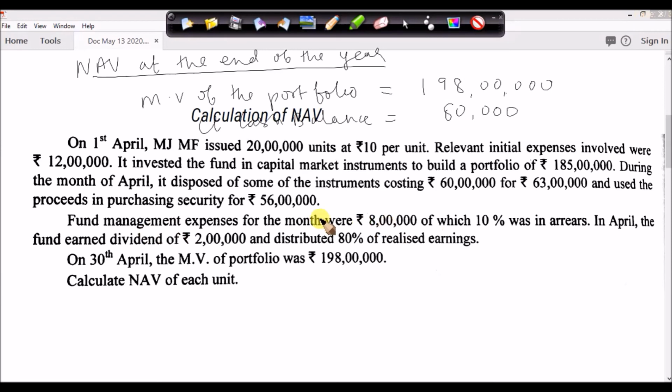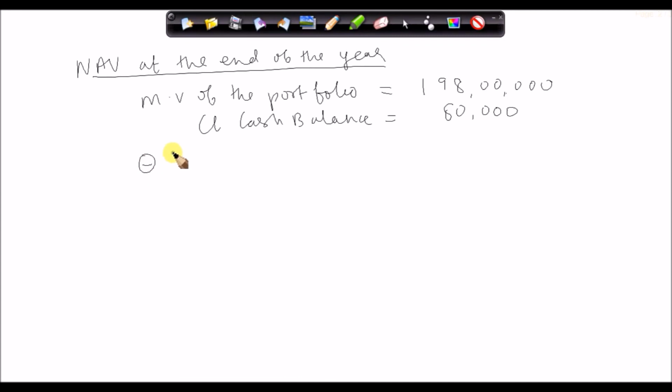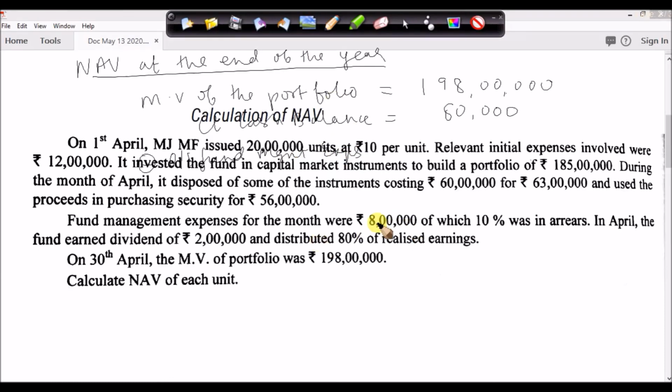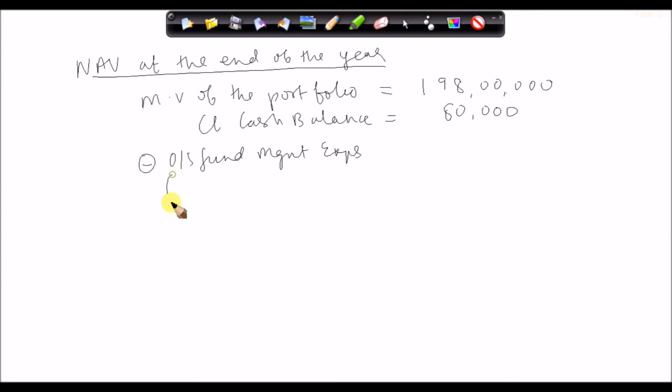Then are there any outstanding liabilities? Yes, the fund management expenses for the month of 8 lakhs, of which 10% was in arrears. So there is an outstanding liability of fund management expense to the extent of 10%. So less outstanding fund management expenses to the extent of 8 lakhs 10%. So 8 lakhs into 10%, the outstanding fund management expense would be 80,000 rupees. So this we are going to subtract since it is a liability.